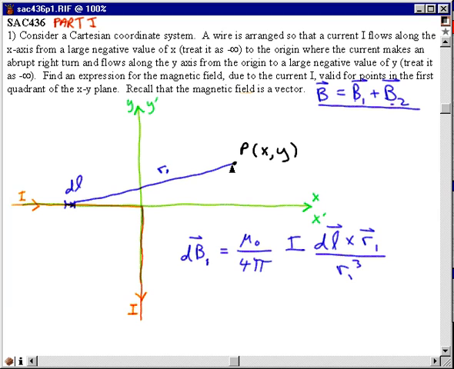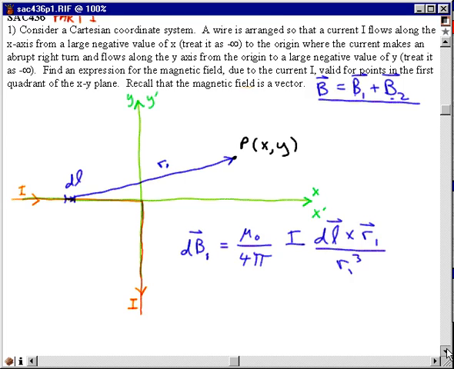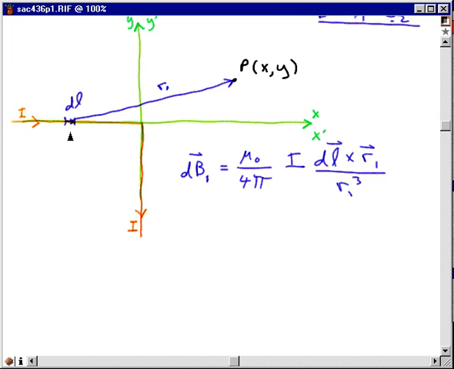Alright, our R1, I'll make that into a position vector. Now, R1 is actually a vector extending from the little wire element to the point in space where we want to calculate the magnetic field. Okay, dl in this case is dx prime.